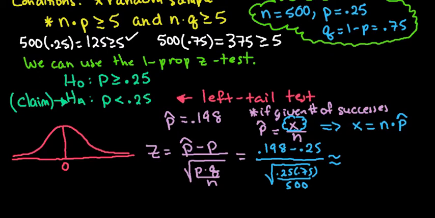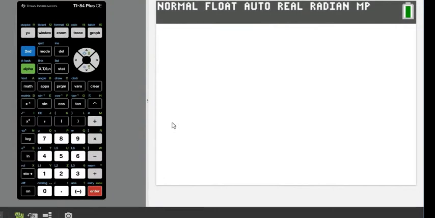Okay, the one thing that I did forget to write down was our alpha level, and it did tell us to use alpha of 0.05. We need that to compare to our p-value to make the decision, and you always want to decide your alpha level before running the test. All right, so let's grab our calculator.